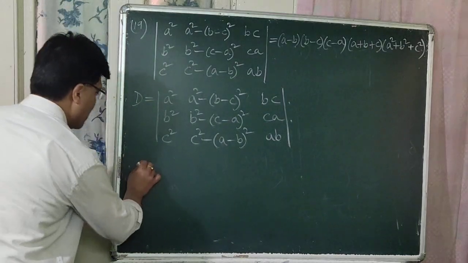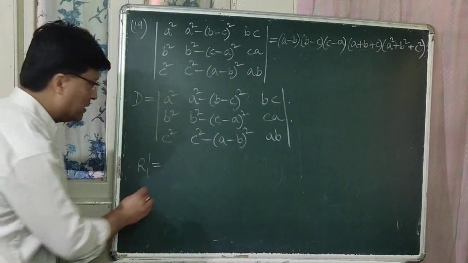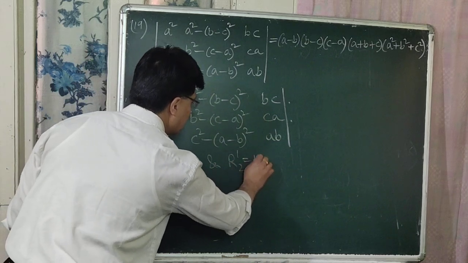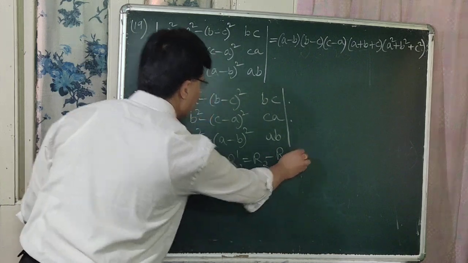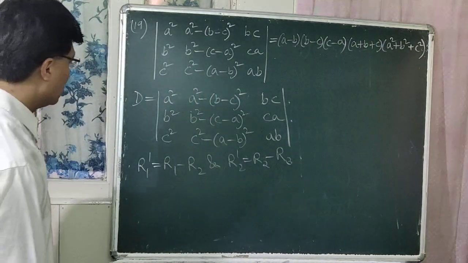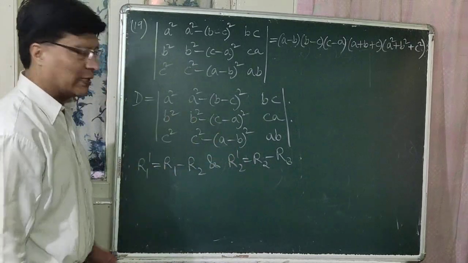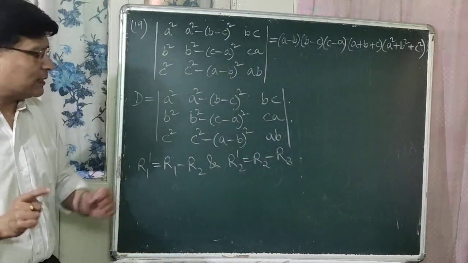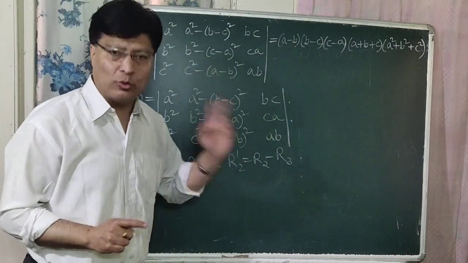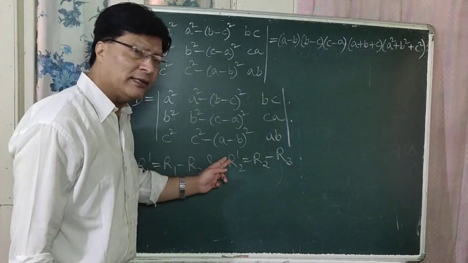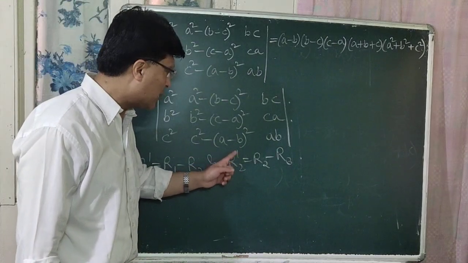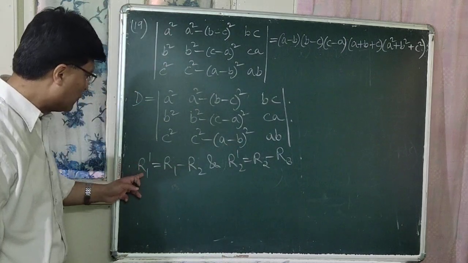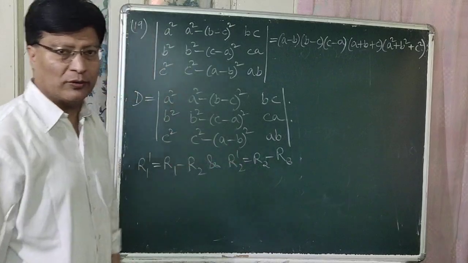The property that we are using here is r1 dash is equal to r1 minus r2 and r2 dash is equal to r2 minus r3. Now row 1 and row 2 are changing. r1 dash and r2 dash are respectively the new first row and the new second row.